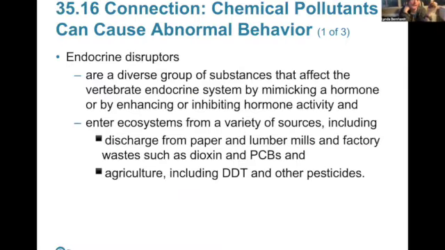Endocrine disruptors. Diverse group of substances that affect the vertebrate endocrine system by mimicking a hormone or by enhancing or inhibiting hormone activity. We've talked about our endocrine system. This comes back to the previous chapter where we're talking about DDT. We've also talked about some of the other stuff when we were covering endocrine systems.